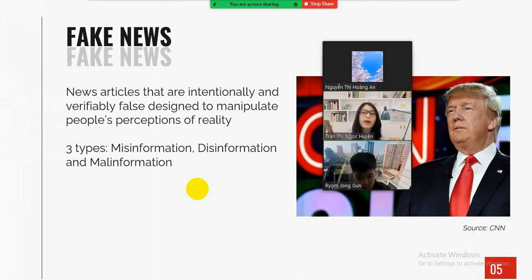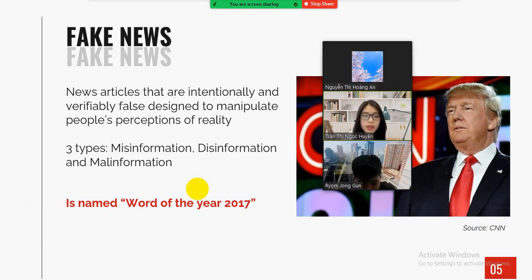So next we'll have the next term, fake news. So what is fake news? It's news articles that are intentionally and verifiably false, designed to manipulate people's perception of reality. And fake news was named the word of the year 2017. So the term fake news emerged as a reference to the deliberately false stories that Russia's government propagandists and assorted troublemakers around the world were spreading on Facebook and other social media platforms to help or harm a particular candidate, sow chaos, or simply make a quick buck.